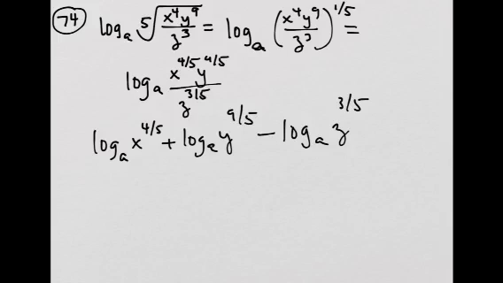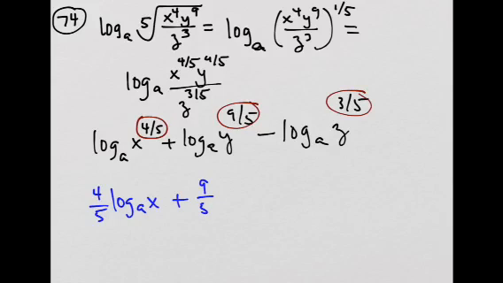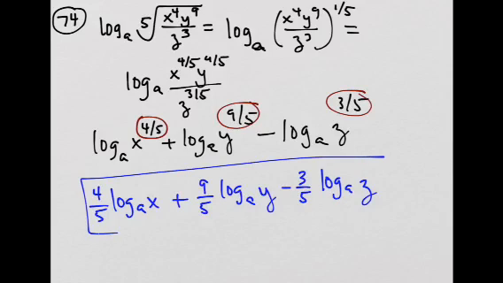And remember, these exponents become coefficients of their respective log. So for example, 4/5 log base a of x plus 9/5 log base a of y minus 3/5 log base a of z. So that would be the answer.